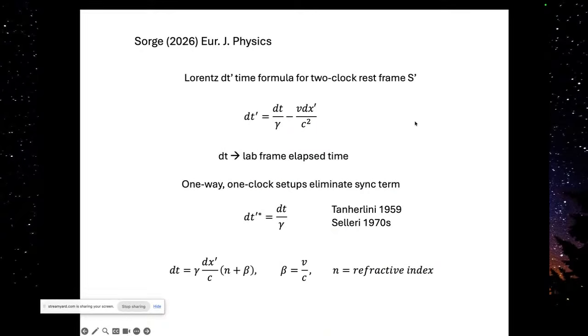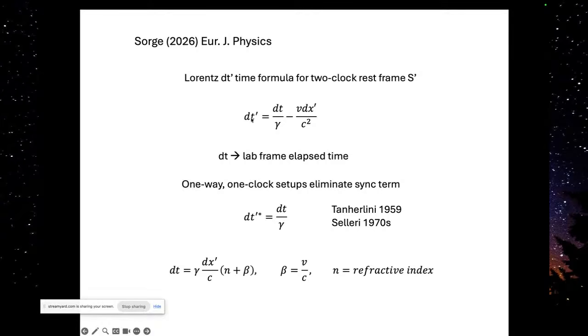Okay, so now we go into my paper in the European Journal of Physics. I take the Lorentz dt prime formula, the rest frame formula, and I just rewrite it in a mixed frame format. You really can get this by taking the dt formula and reformatting it like this. And so what you get is dt prime equals dt over gamma minus that clock offset term, v times dx prime over c squared.